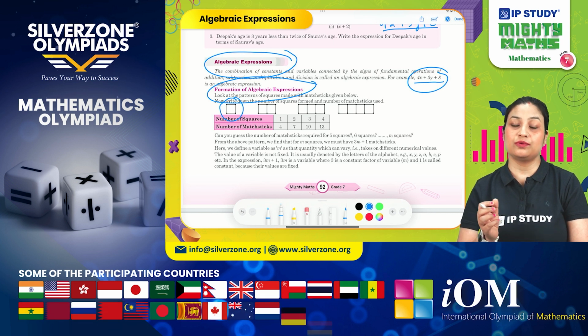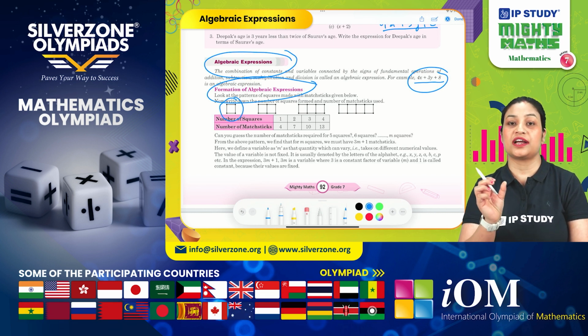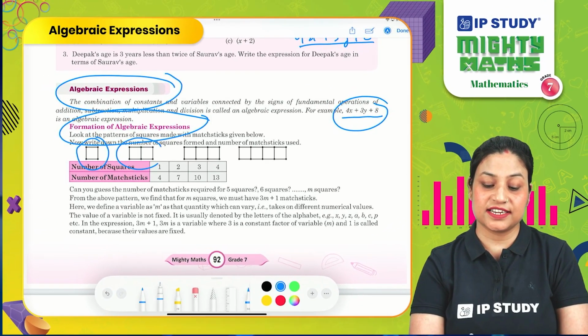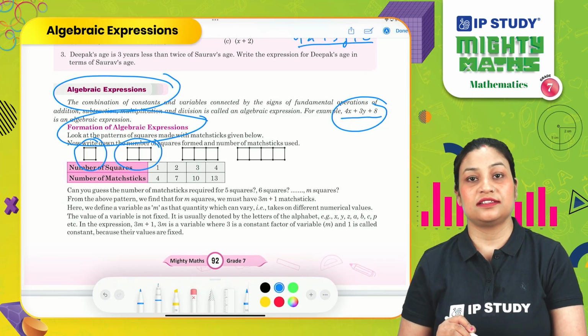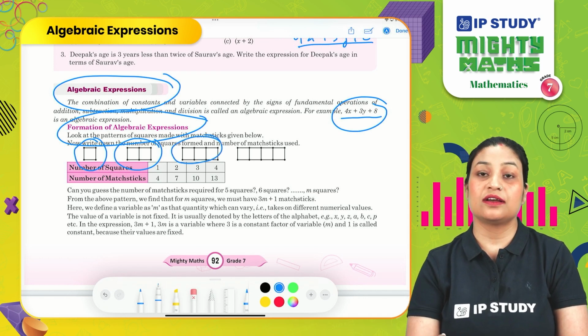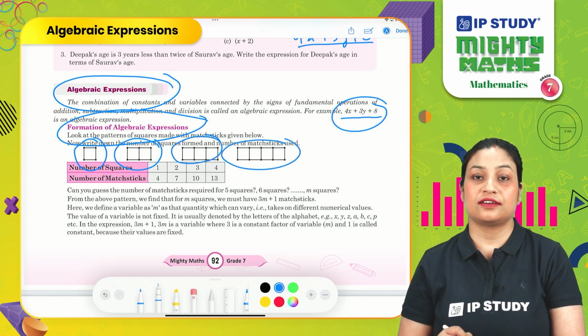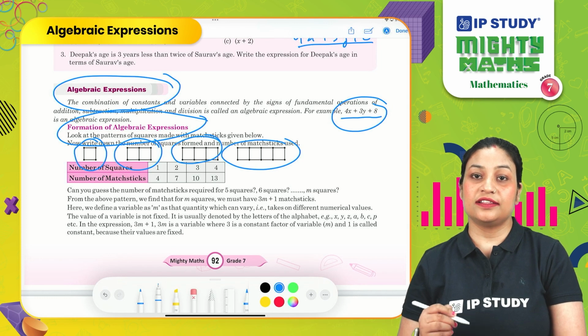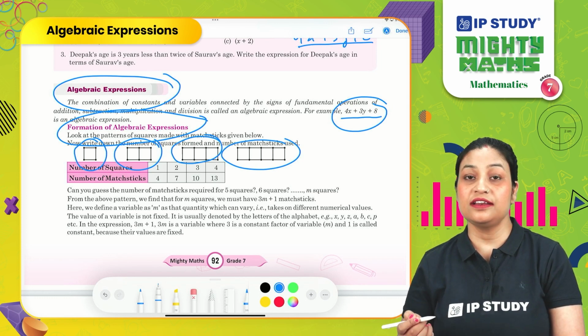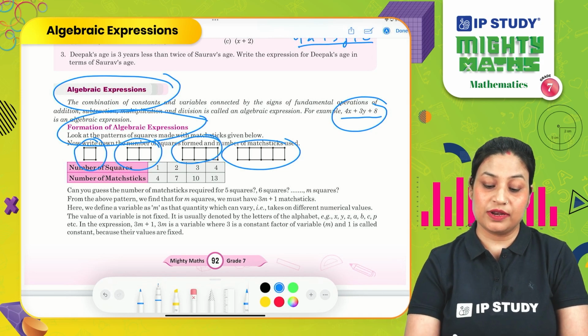Then I ask you to make 2 squares which are connected from a common side. So again, you use matchsticks and you make these squares. Then in the same way, I ask you to make 3 squares, then 4 squares like this. So you make it, okay? Thereafter, I ask you, do you find any connection between these squares? Then what do you do? You will make a table.